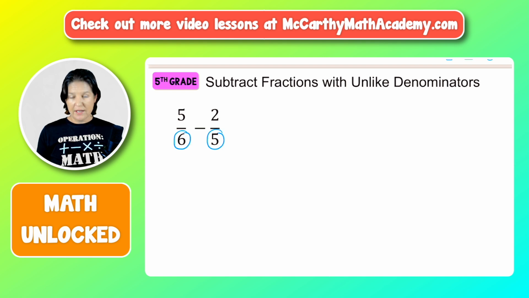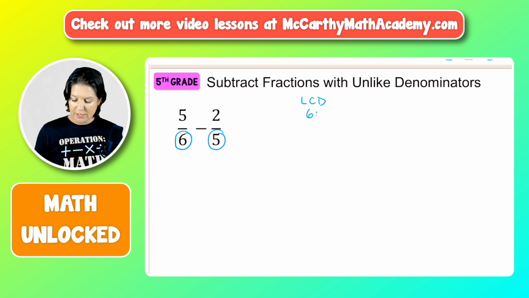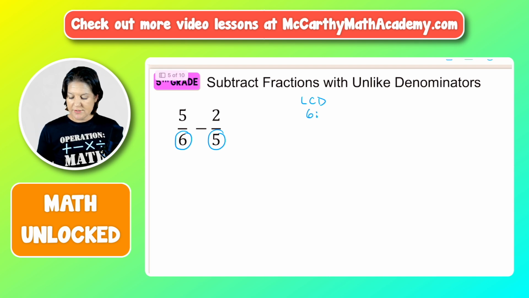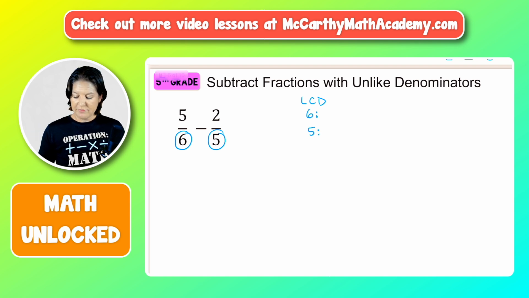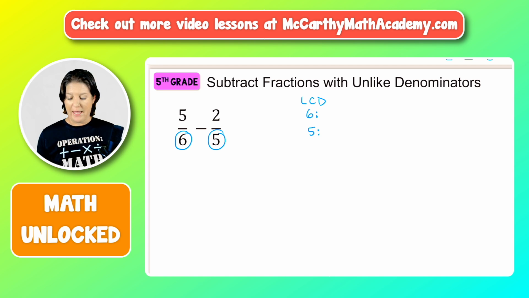6 and 5, do they match? No, they don't. So what we need to do is find a common denominator for them. And we can do that by finding the LCD, the least common denominator. Truly, it can be any common denominator, and that's fine, but it's nice to just get the lowest one. Put our denominators here. We have a denominator of 6 and a denominator of 5. And now we just skip count by those numbers until we get a match.